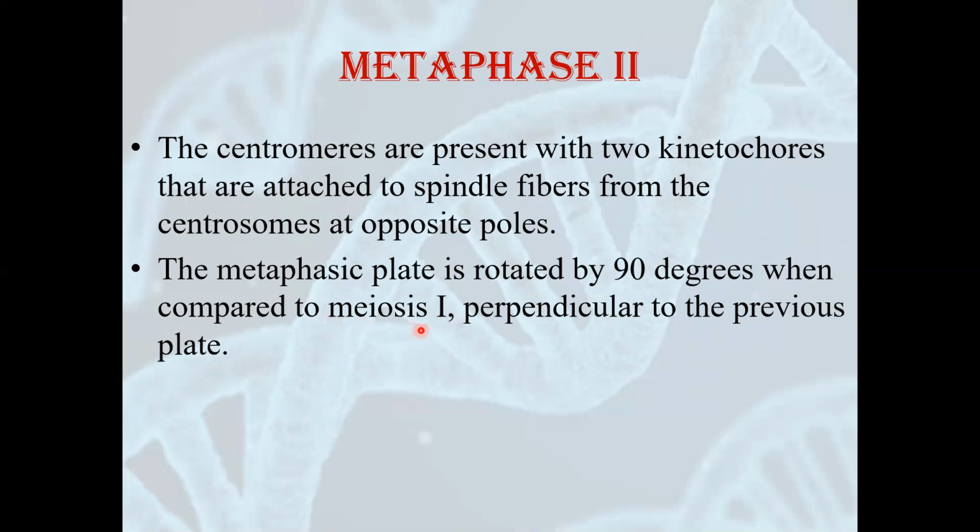Whatever has occurred in meiosis 1, the metaphasic plate that has been formed in meiosis 1, as compared to that plate, in meiosis 2 the metaphasic plate will be perpendicular to the previous plate. So you have to remember this point.